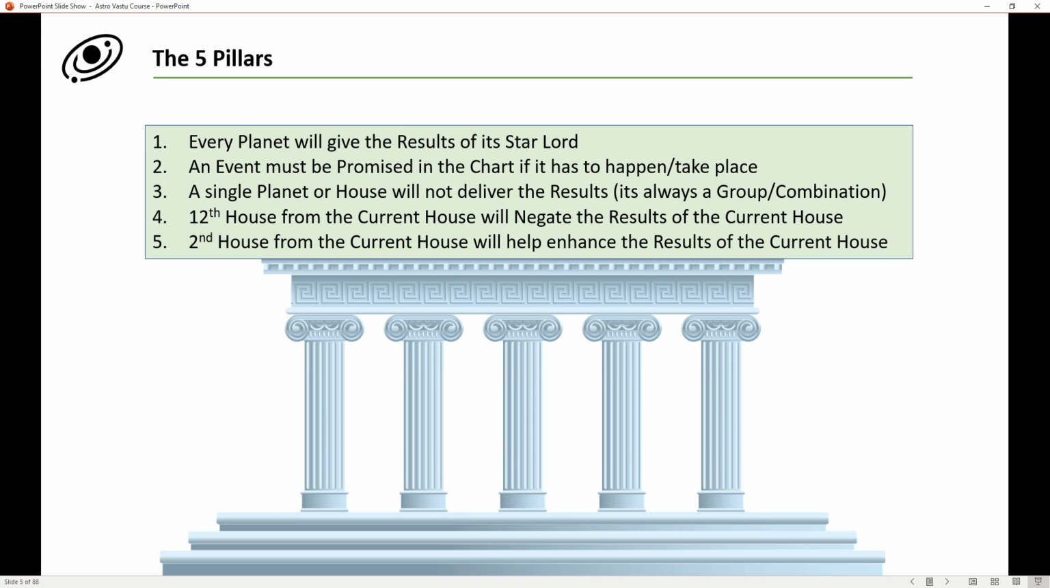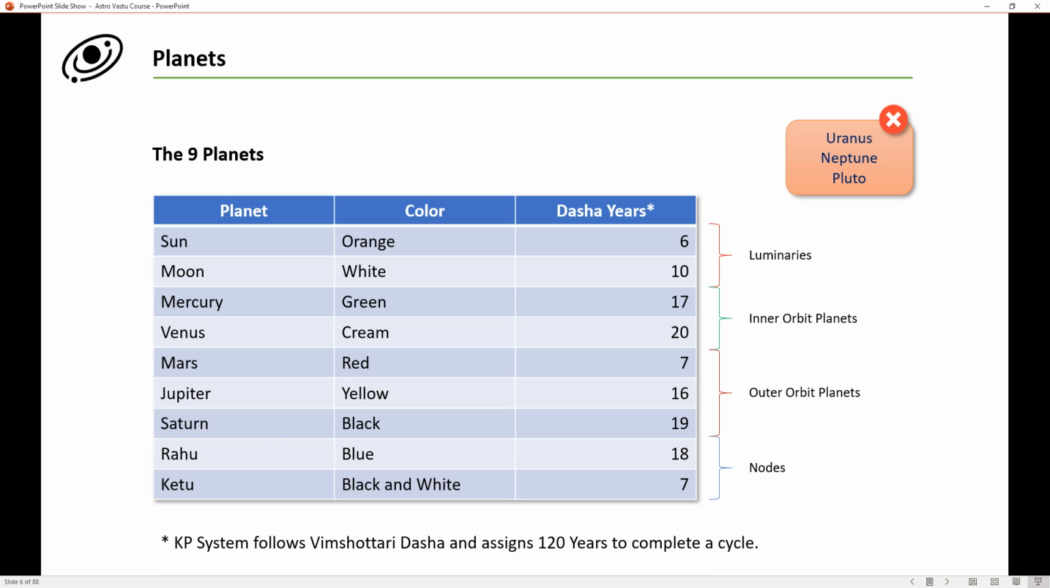So these are the 5 golden rules, but please keep in mind that there are rules which are dependent on context, as well as exceptions which we will not be discussing in this video. Going ahead, there are 9 planets which we consider in KP or even Vedic astrology for that matter. We do not consider Uranus, Neptune and Pluto. These are used in Western astrology, but in this case we will only stick to 9 planets.